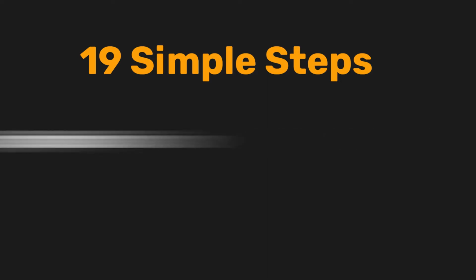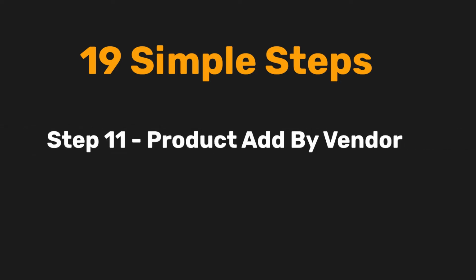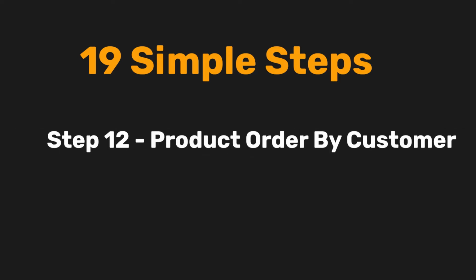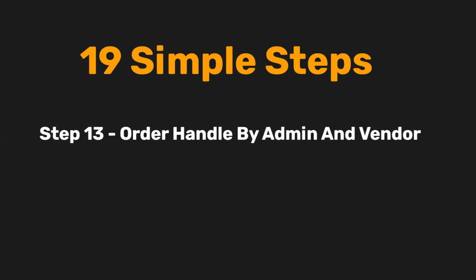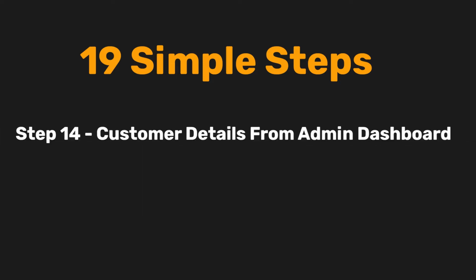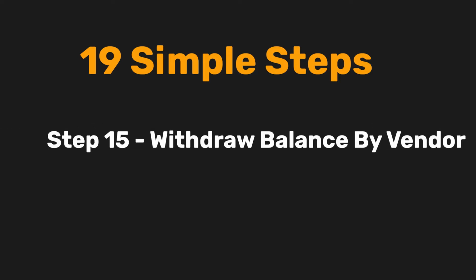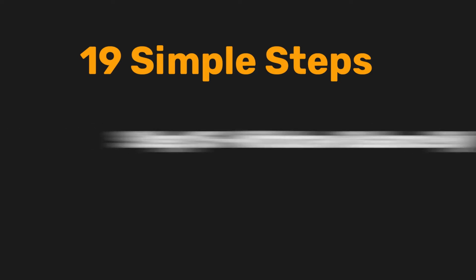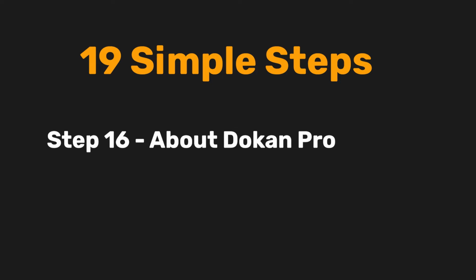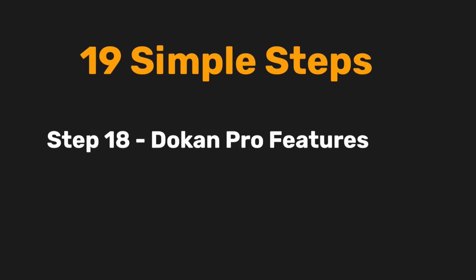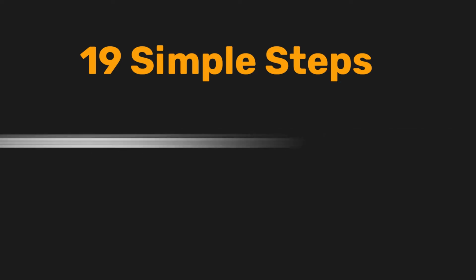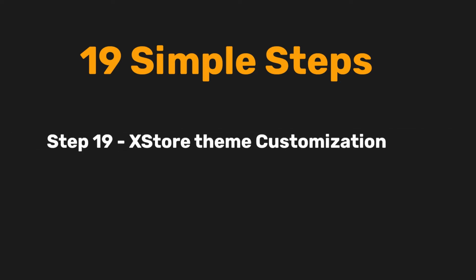Step 8. Dokan settings. Step 9. Vendor registration. Step 10. Vendor profile. Step 11. Product add by vendor. Step 12. Product order by customer. Step 13. Order handle by admin and vendor. Step 14. Customer details from admin dashboard. Step 15. Withdraw balance by vendor. Step 16. About Dokan Pro. Step 17. Install Dokan Pro plugin. Step 18. Dokan Pro Features. Step 19. XStore theme customization.